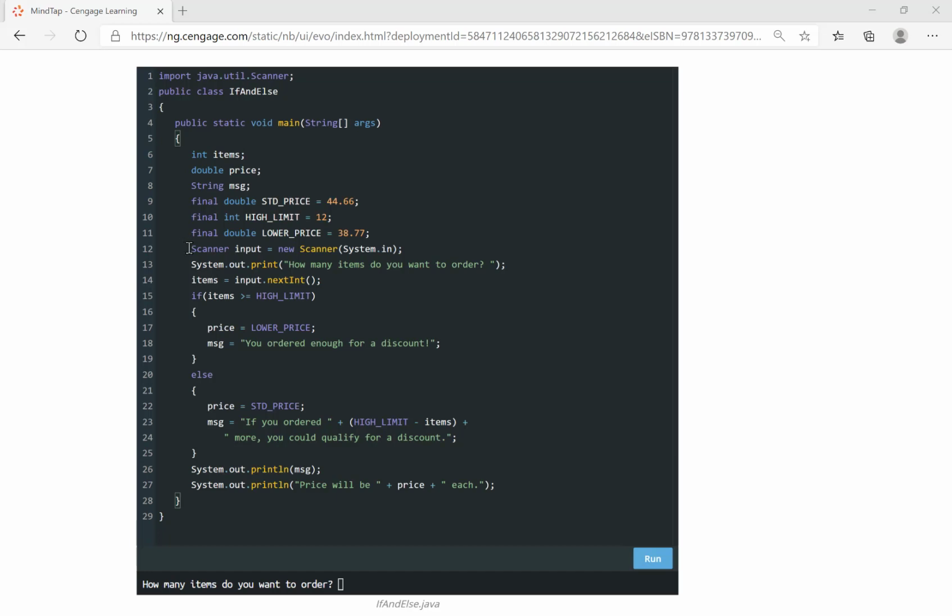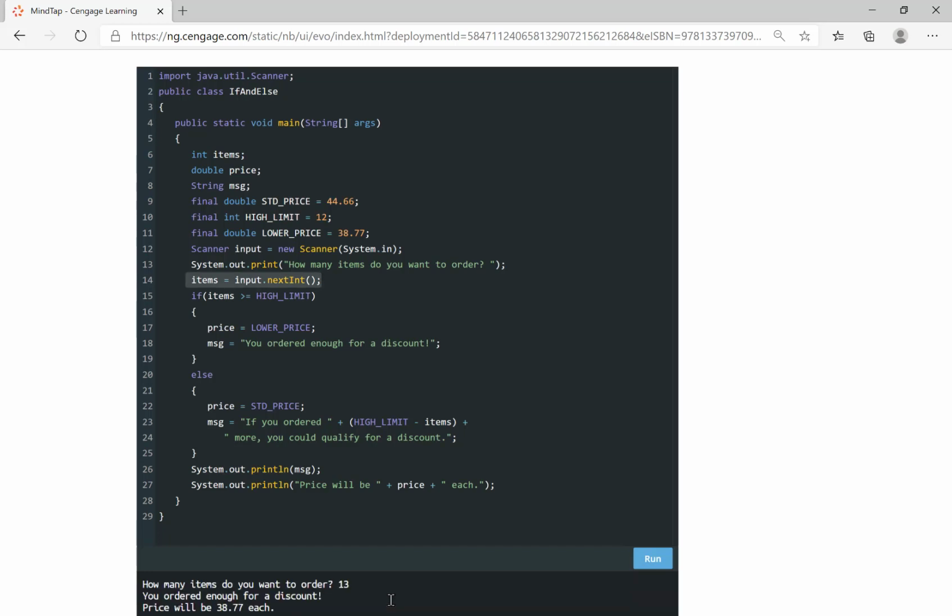So we have our in and our message. How many items do you want to order? And that's going to be assigned to items just like in the last program. So I'm going to come down here and pick 13 items. So I'll hit enter. It says you ordered enough for a discount. The price will be $38.77 each.